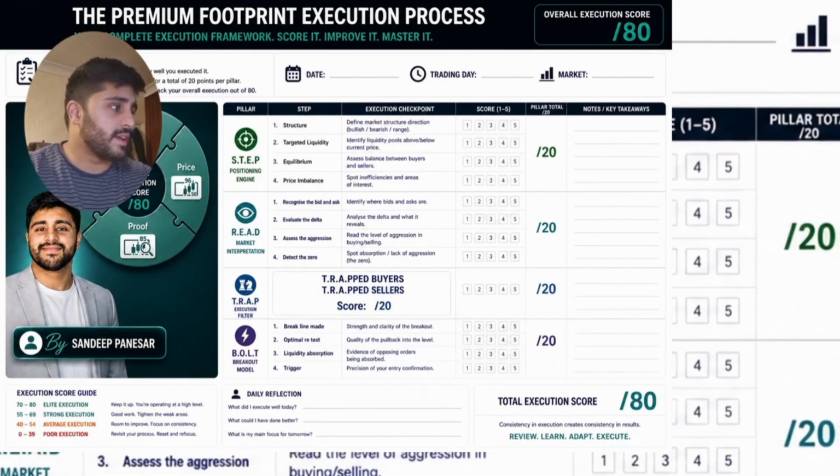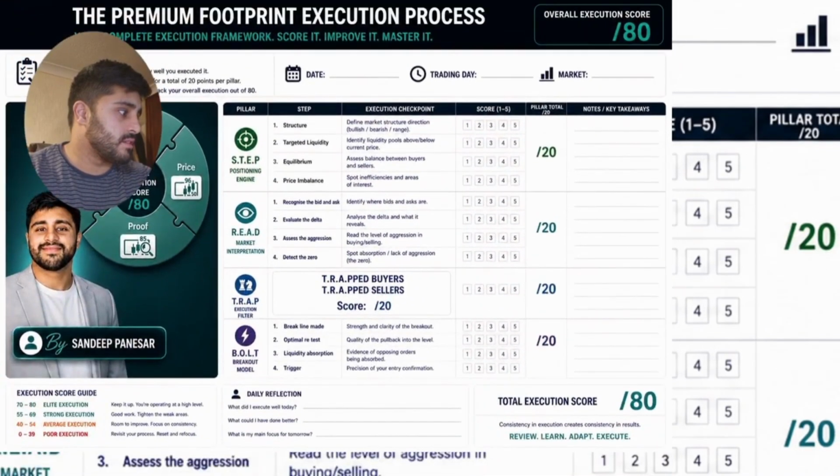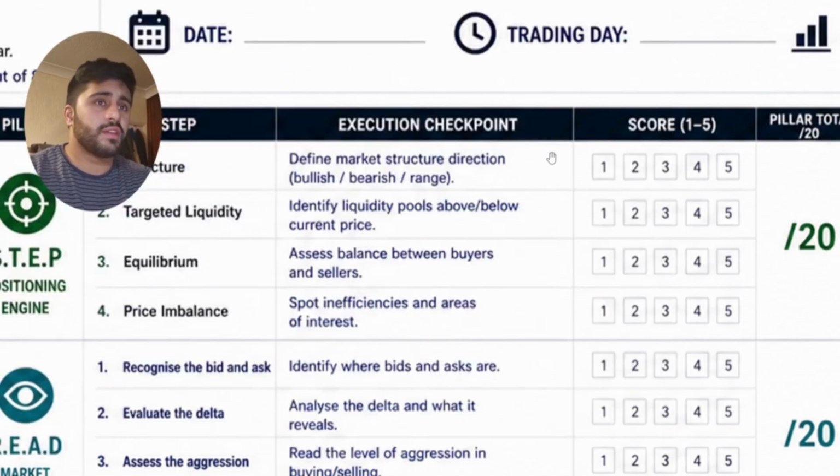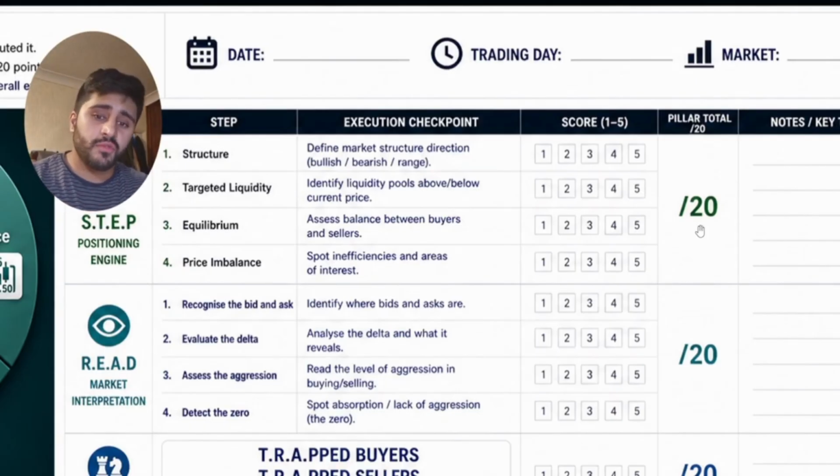So what we're looking at here is specifically the 4-step positioning process: structure, targeted liquidity, equilibrium, and price imbalance. Once I've done all 4 of these, I want to then mark that out of 20. And I encourage every trader to download this checklist and use this checklist, right?